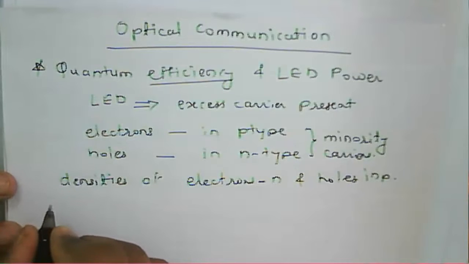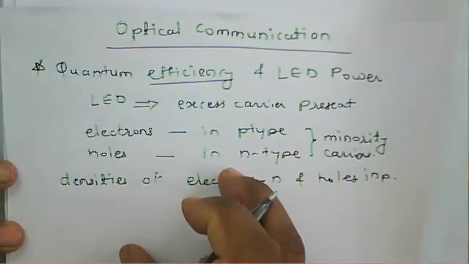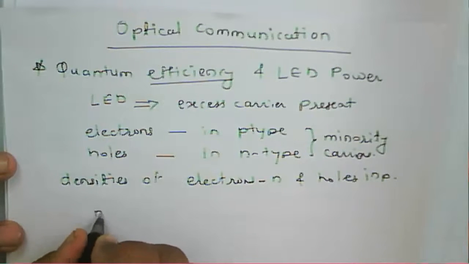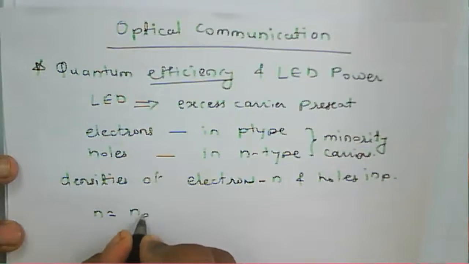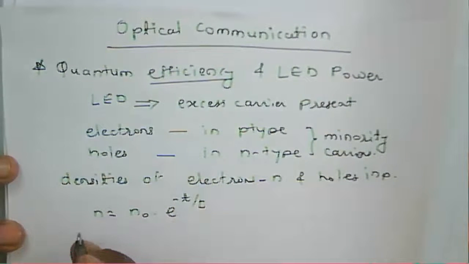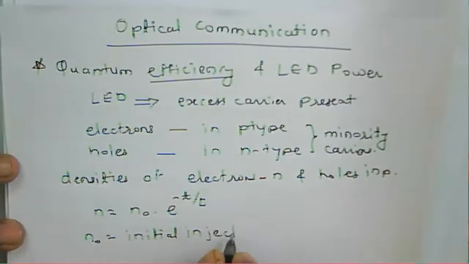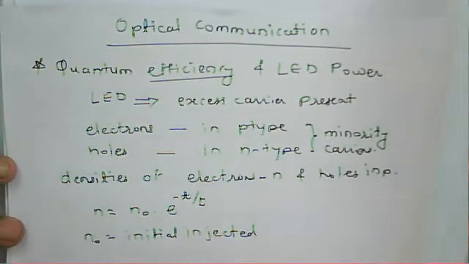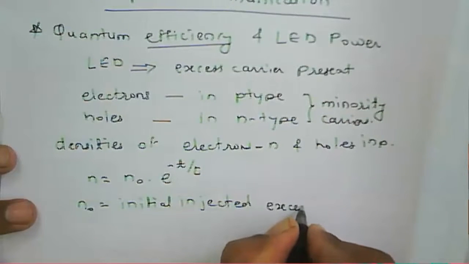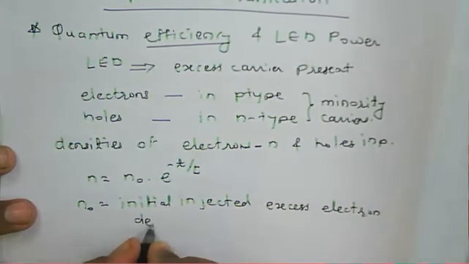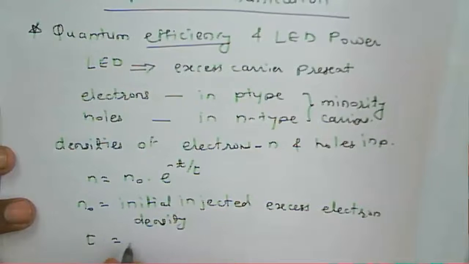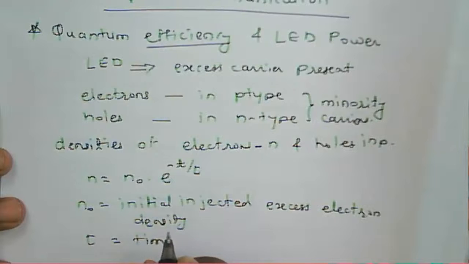Now when carrier injection stops, the carrier density returns to the equilibrium value. So the excess carrier density is n = n0 e^(-t/τ). This is the excess carrier density, and it decays exponentially with time according to this relation, where n0 is the initial injected excess electron density and τ is the time constant, or carrier lifetime constant.